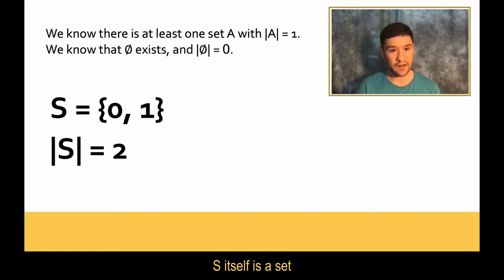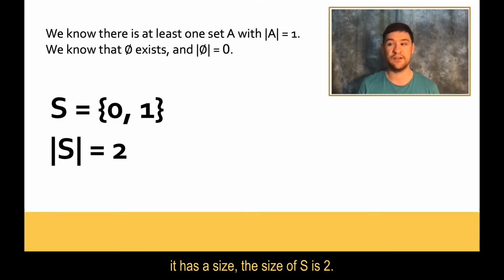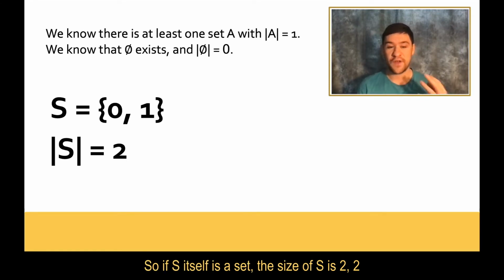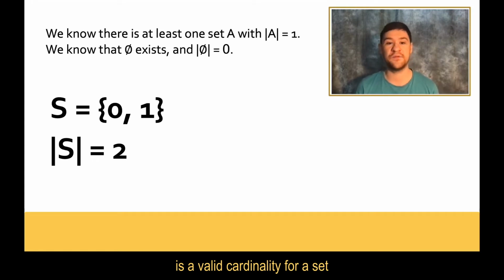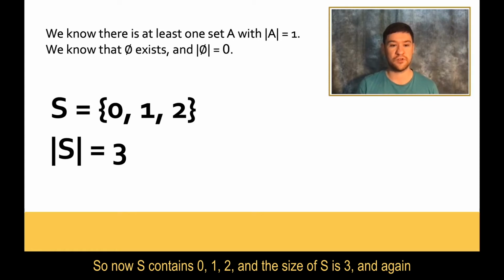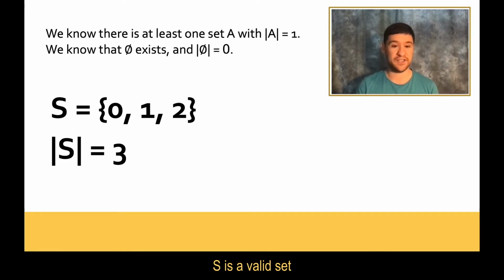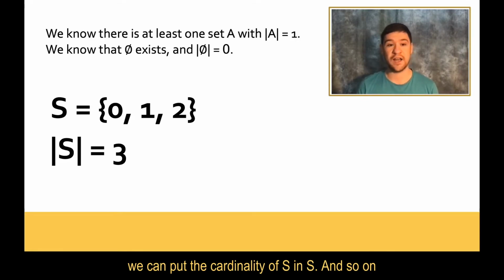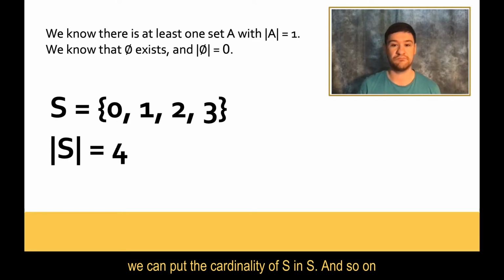Now, S itself is a set. It has a size. The size of S is 2. So if S itself is a set, the size of S is 2. 2 is a valid cardinality for a set. We can put that in S. So now S contains 0, 1, 2, and the size of S is 3. And again, S is a valid set. We can put the cardinality of S in S. And so on, and so on.